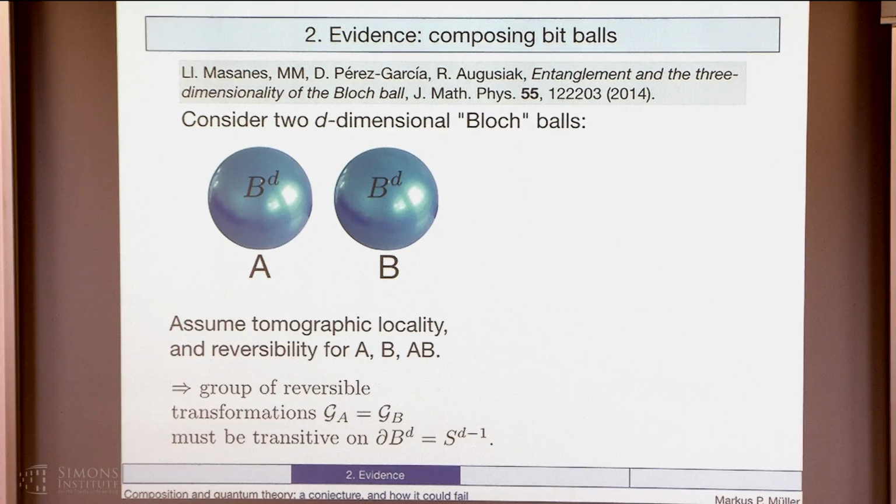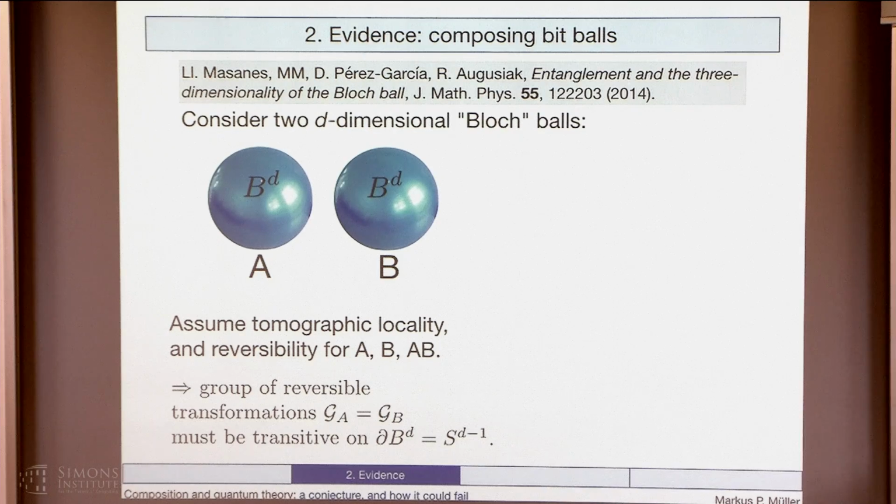Now let's actually, as in the conjecture, assume that they are composed in a tomographically local way, and there's reversibility for A, B, and AB. And let's see what we can get. The first thing that you find is if you want reversibility, then you have this transitivity property, so every pure state can go to every other.